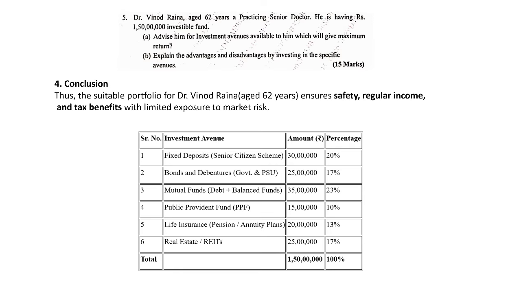The investment avenues are: fixed deposit, that can be under senior citizen scheme, 30 lakhs, 20%; bond and debenture, government or PSU, 25 lakhs, 17%; mutual fund, debt and balanced, 35 lakhs, 23%; public provident fund, 15 lakhs, 10%; life insurance, that can be either pension or annuity plan, 20 lakhs, 13%; and lastly real estate and REIT, 25 lakhs, that is 17%. The total comes to 1.5 crores.